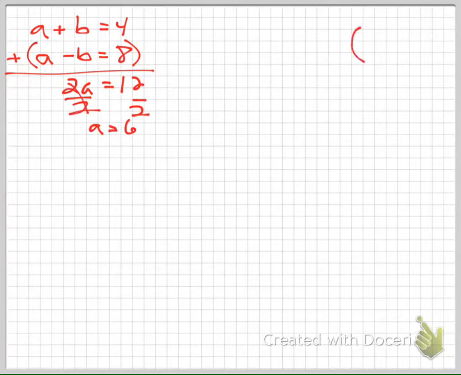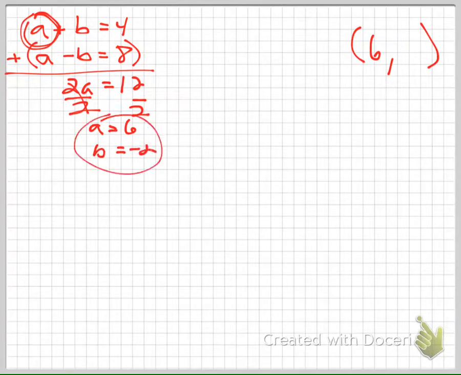So that would be 6 here, right? And then go and plug it in. If A is 6, 6 plus what equals 4? Negative 2, right? So then B equals negative 2. How many of you got that? 6, negative 2. Okay. How many of you subtracted instead?